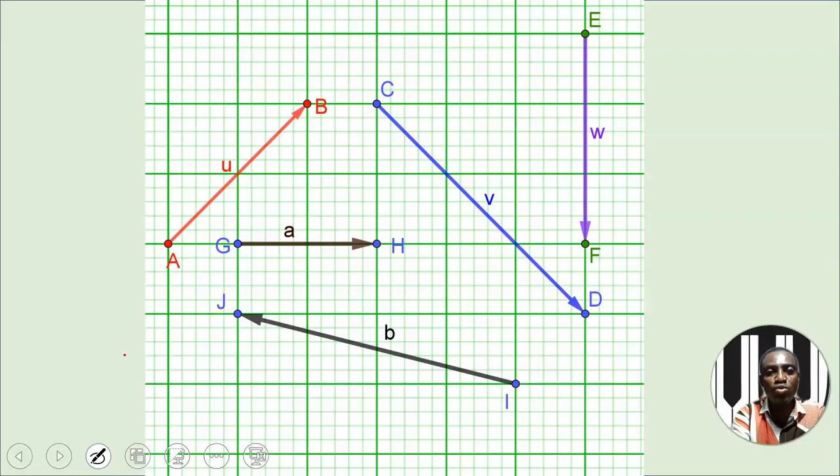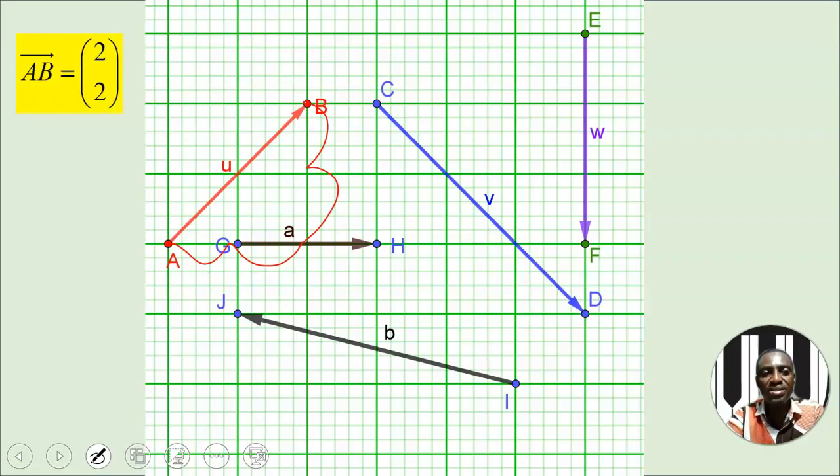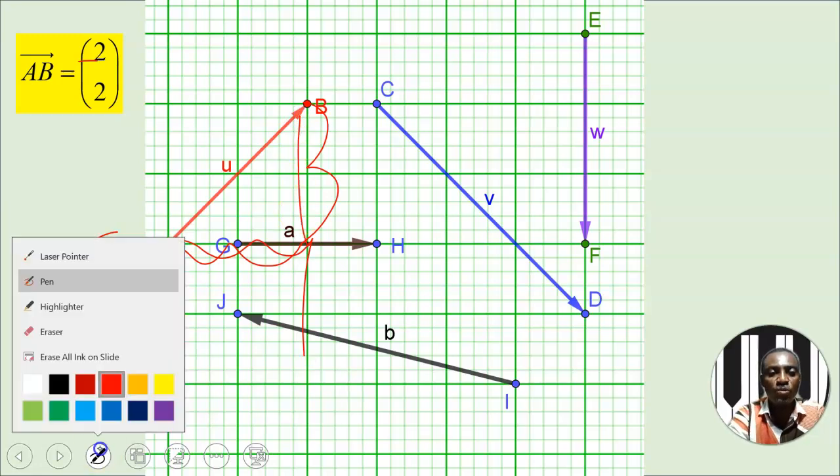So from A to B, I move 1, 2. Then I move 1, 2 to get to my destination. And so the vector becomes 2 positive, and 2 positive again for the y-axis, because I did not move backwards. If I had moved backwards, then I would have said negative 2. And when I moved up 1, 2, I didn't go down, I went up, and so that became positive as well.